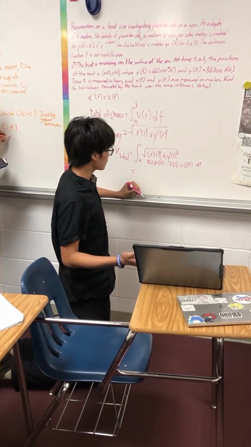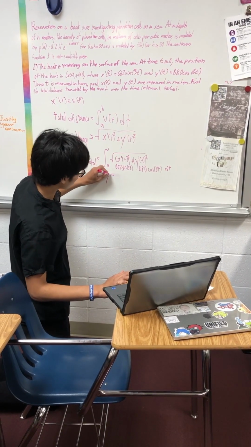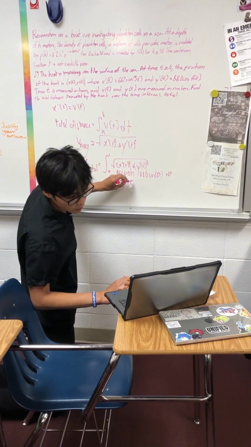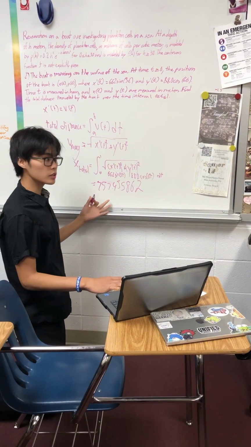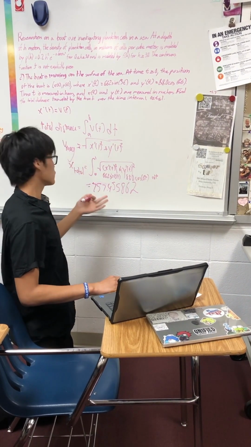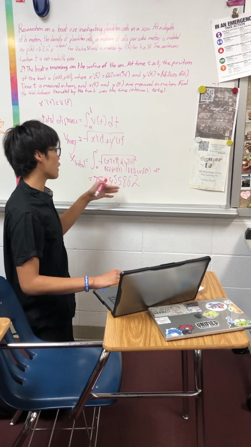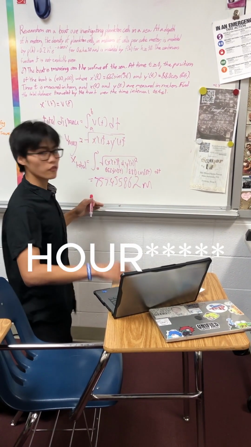Plugging into the calculator, we get the value of 757.455862. What this value means is that the boat traveled 757.455862 meters from 0 to 1 hour.